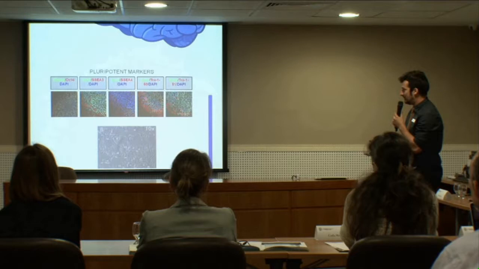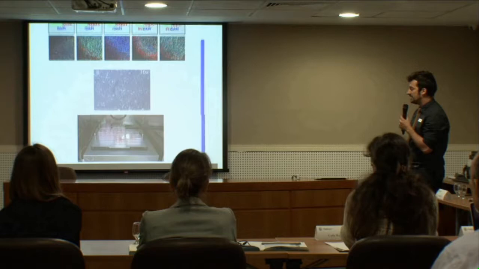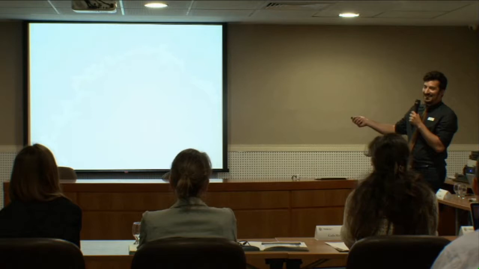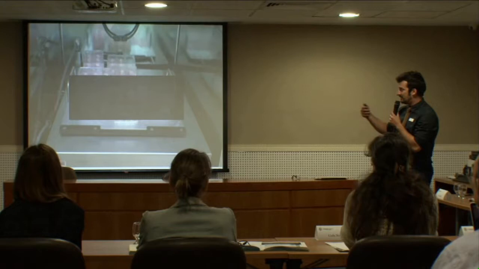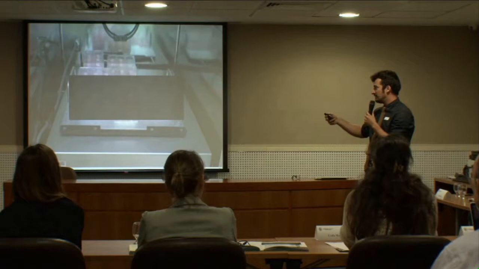From the neuroprogenitors, we use a shaker to produce the spheres. This is a simple shaker. So we just use a shaker to produce the spheres. At this stage they are neuroprogenitors, and then we keep them in differentiation for 8 weeks all together, so they are differentiated all together.